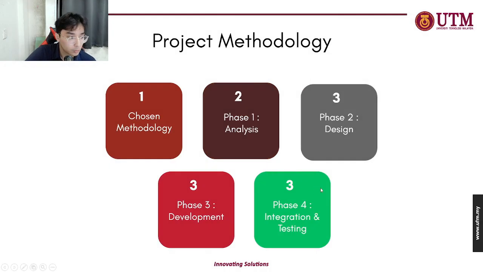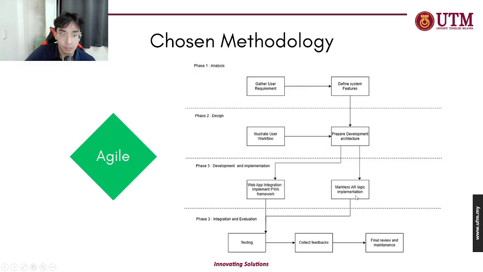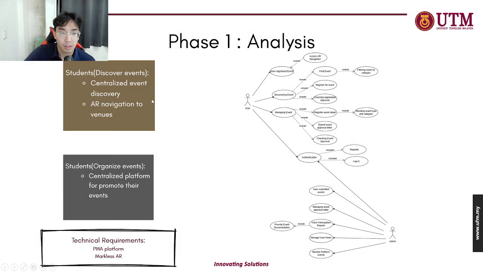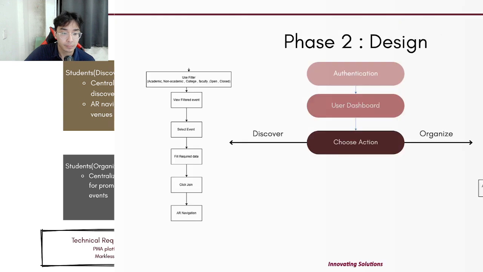Let's move to the project methodology. The chosen methodology for this project is agile because I will need to get feedback or requirements that are always updating. Phase one is analysis. I need to gather information from students through two key findings, which are event discovery and organizing events. I need to gather what the real problem is and what they actually need.